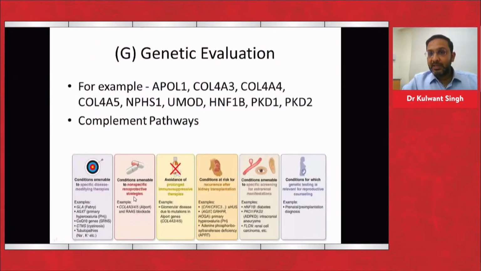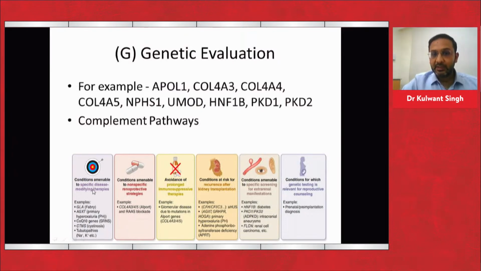We also sometimes need genetic evaluation in chronic kidney disease, especially in patients who are going for transplant, where we suspect that the disease can recur after transplantation, like atypical HUS and primary hyperoxaluria. In choosing our donors, like a patient who has a family history of cystic diseases, where we want to choose a safe donor, there we go for genetic analysis.